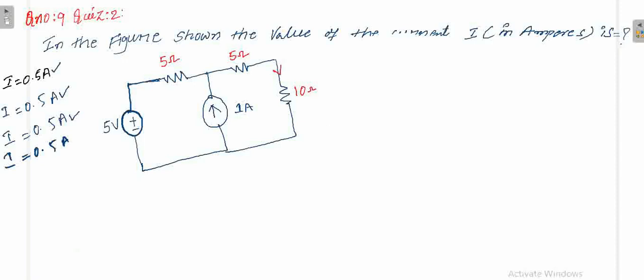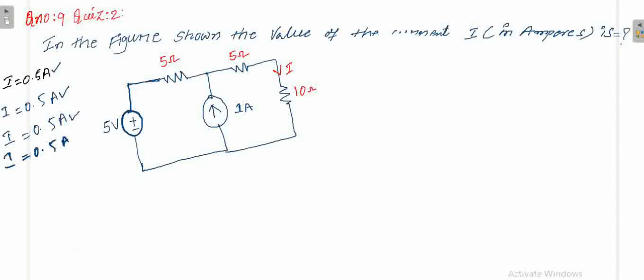I want to find the response I. I want to find the current flowing through this. But according to the superposition theorem, if I have two or more sources, then the total response across any element is equal to the sum of individual responses by considering one source at a time. Here we are having two sources, that is your 5 volts and 1 ampere. One is a voltage source and one is a current source.